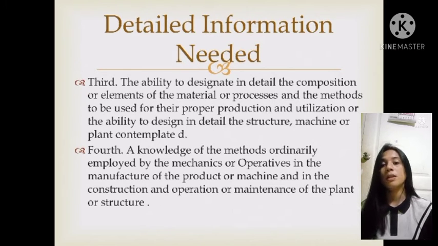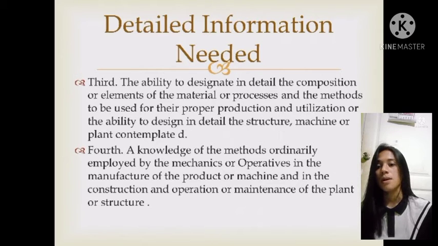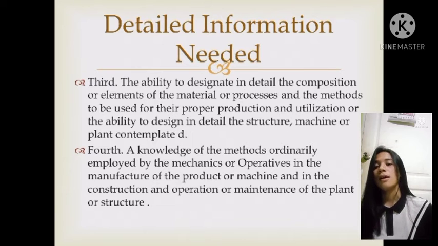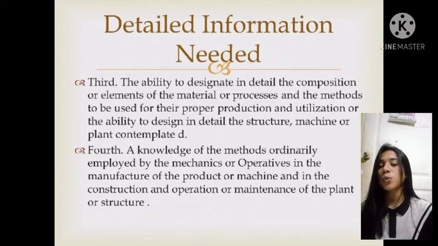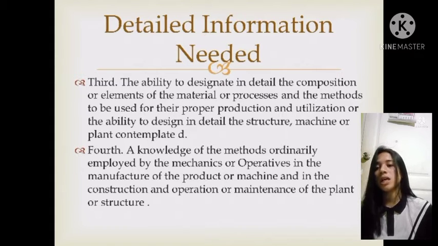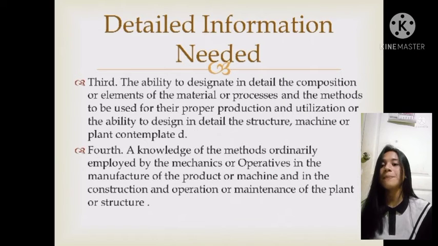The third one is the ability to designate in detail the composition or elements of the material or processes and the methods to be used for their proper production and utilization, or the ability to design in detail the structure, machine, or plant contemplated. Next, the fourth one is the knowledge of methods ordinarily employed by the mechanics or operatives in manufacture of the product or machine and in the construction, operation, and maintenance of the plant or structure.